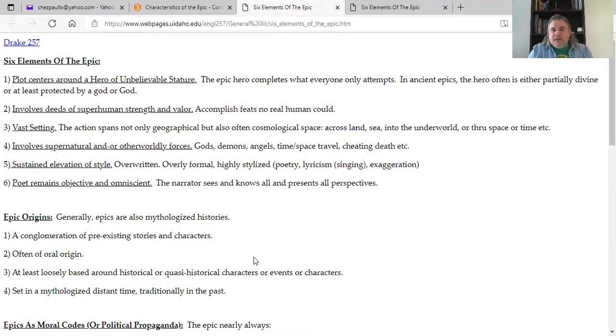A poet remains objective and omniscient. Well, omniscient means all-knowing, like you have access to all the characters' thoughts. We don't really have that in the film, but we do have an objective poet or speaking voice here. And they're using poet because the epics were originally verse that were chanted by a poet. Think of the classic epics like the Odyssey, which I still think they teach in school. So you guys might already be familiar with that one. The Iliad, Dante's Inferno, those kind of things.